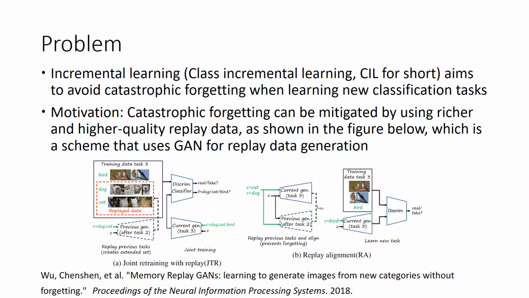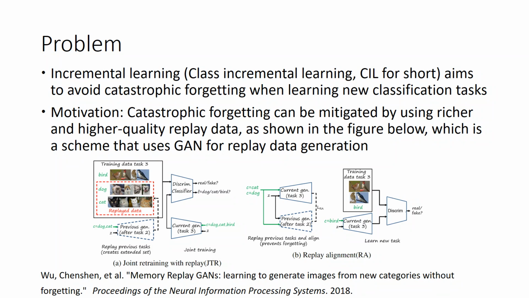Next, let's look at the background of our research problem. Incremental learning is a very important concept in the field of machine learning. The goal of incremental learning is to learn new tasks without forgetting previously learned knowledge. So why do we need incremental learning? In machine learning, we often need to constantly adapt to new tasks and data. However, traditional learning methods may forget previously learned content when learning new tasks, which is called catastrophic forgetting.